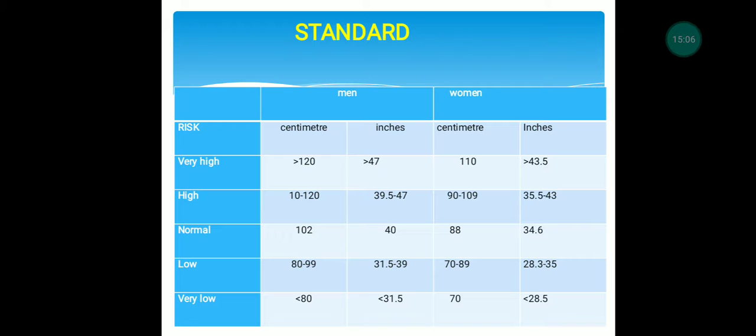Very low is when your measurement is less than 80 centimeters and less than 31.5 inches in men, and in women less than 70 centimeters and less than 28.5 inches. So that is very low. So that is the standard measurement of waist circumference in both men and women. So we must be in the normal.